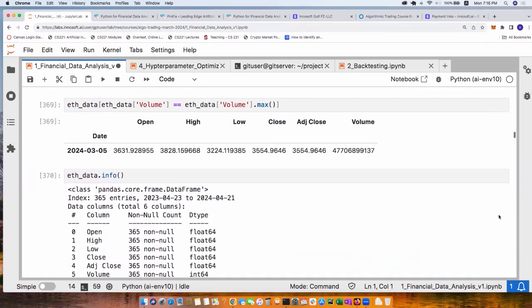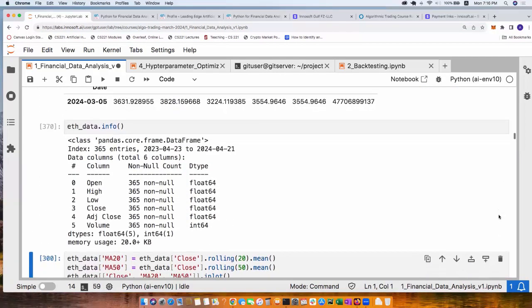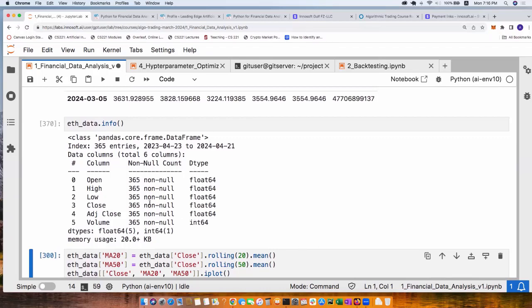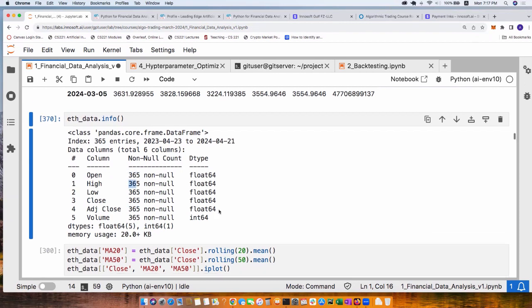I'm just trying to find out a little bit, just wanted to know if I have any missing data. So notice for this data set, for Ethereum, we have 365 rows. And for all the columns, the open, the high, the low, the close, the adjusted close and volume, we don't have any missing data because I see in each one of these columns, 365 values.